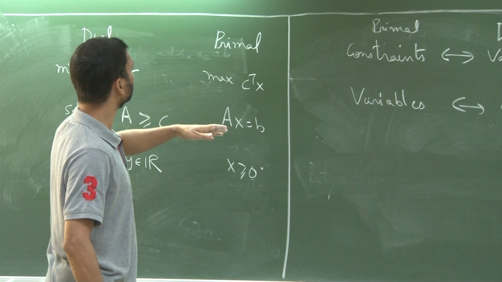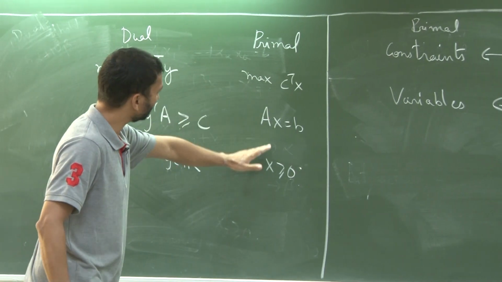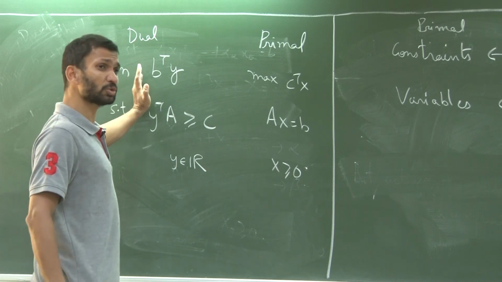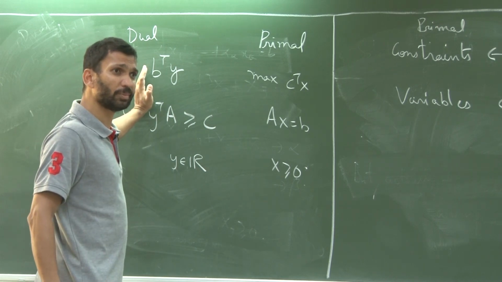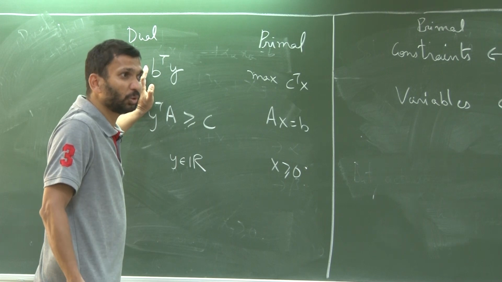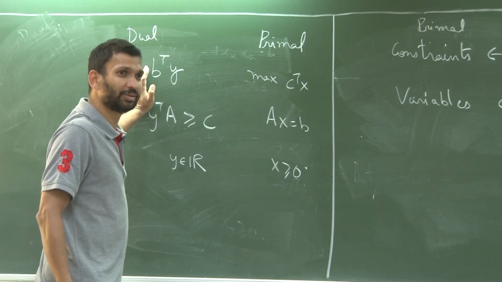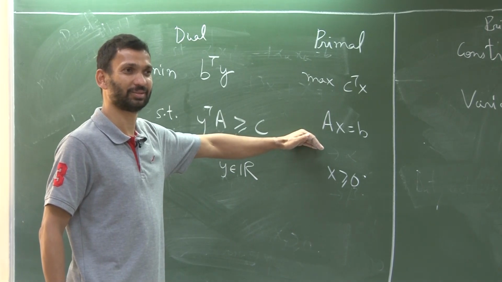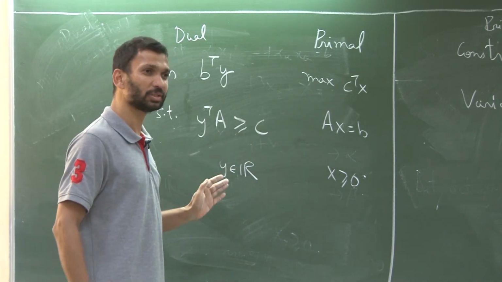Second thing is, now I took this program, took the dual of it, I got this. But now this is also a linear program. So there should be a dual of it. If you take the dual of this, you will get this. How do you take the dual of this?